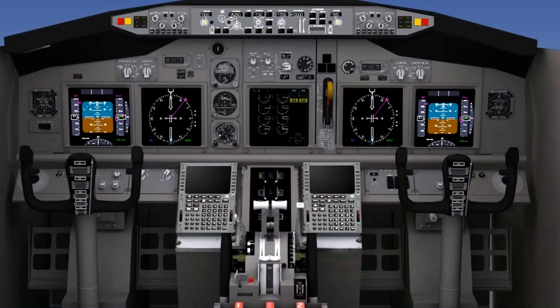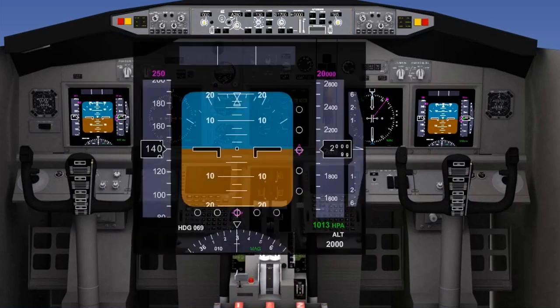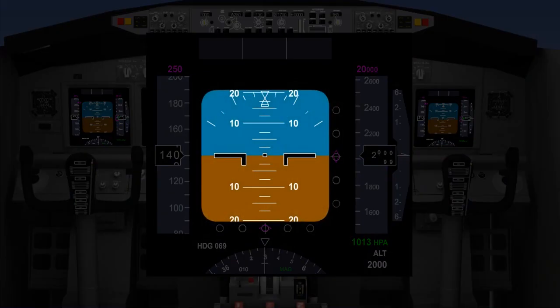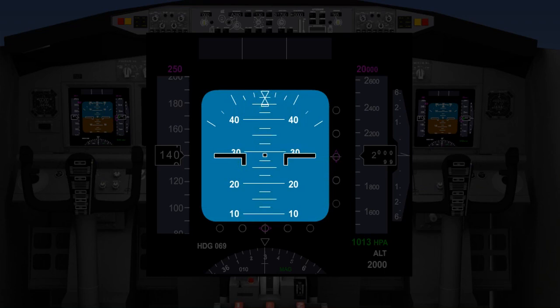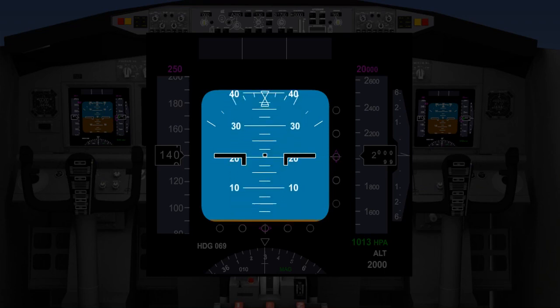Pitch attitude protection enhances the angle of attack protection and high-speed protection by limiting the maximum pitch angle to 30 degrees nose up and 15 degrees nose down.